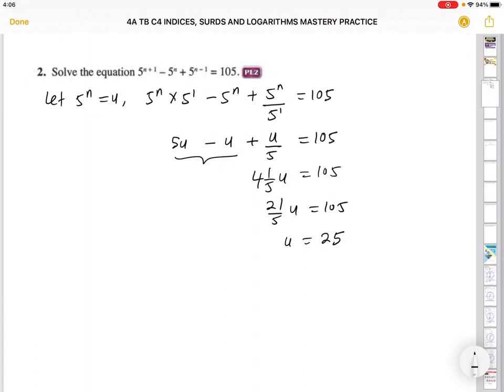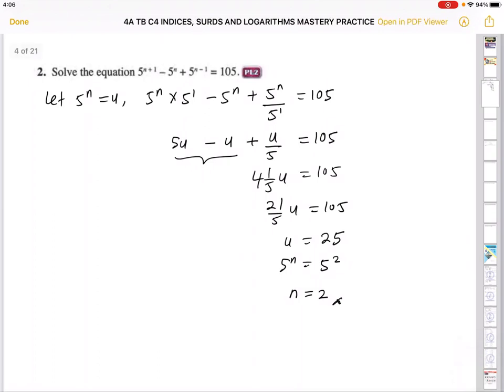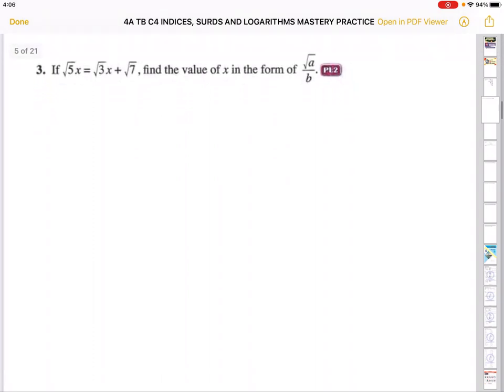But remember, you're not finding for u, you're finding for n. So 5 power n is now 25. 25 is 5 power 2. By comparison, n is just 2. Yeah. So this is easier compared to the earlier one, as in you don't have to introduce log, because we can express everything to the same base, which is base 5. Alright, moving on to question number 3.